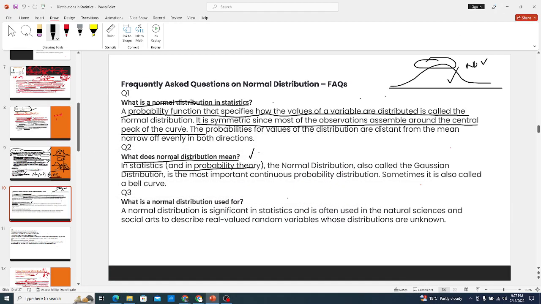So, what does normal distribution mean? We said it's also known as Gaussian distribution.